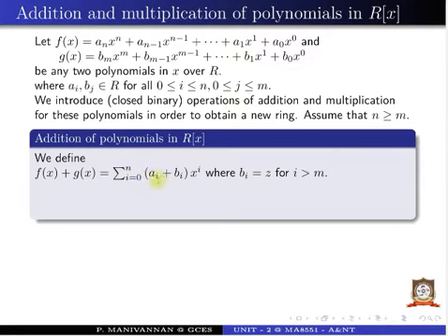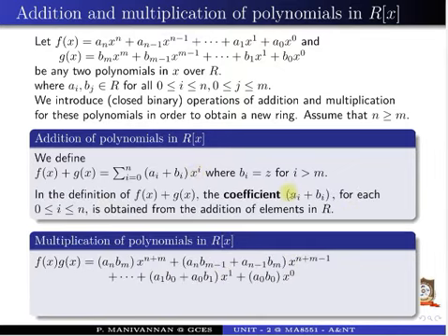Adding these two values, ai plus bi, the corresponding elements with the coefficient of x^i, is called the addition of polynomials. In the definition of f(x) + g(x), the coefficient ai plus bi for each 0 less than or equal to i less than or equal to n is obtained from the addition of the elements in R. ai plus bi is the addition, since R is a ring.